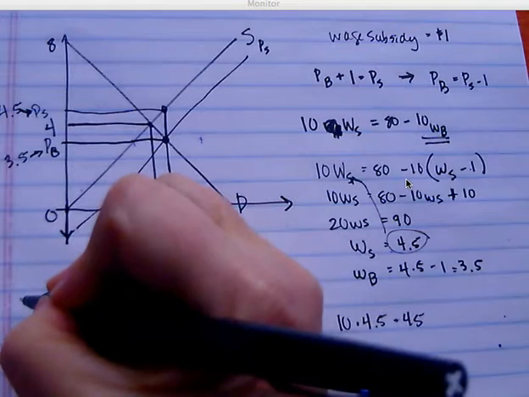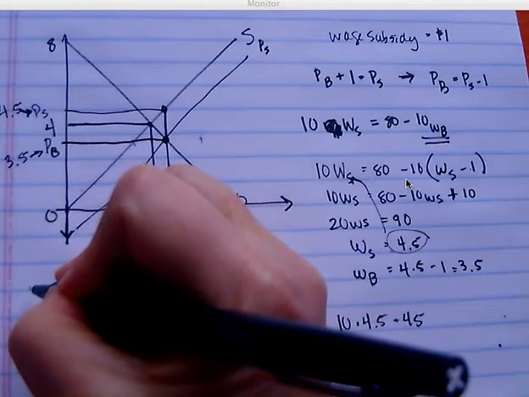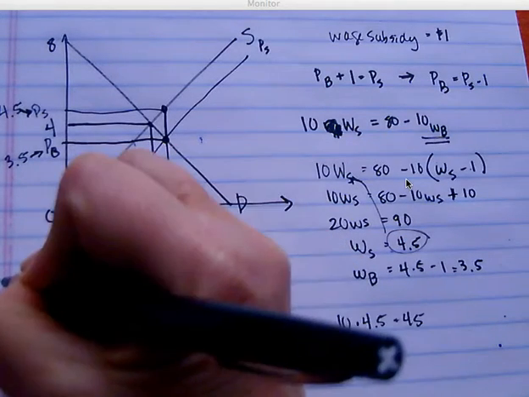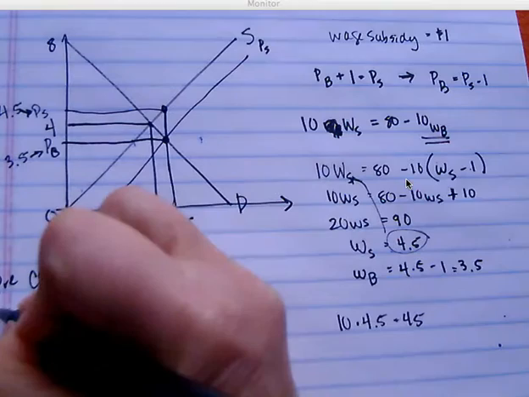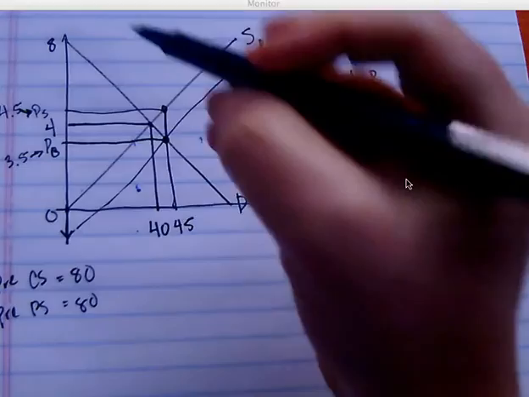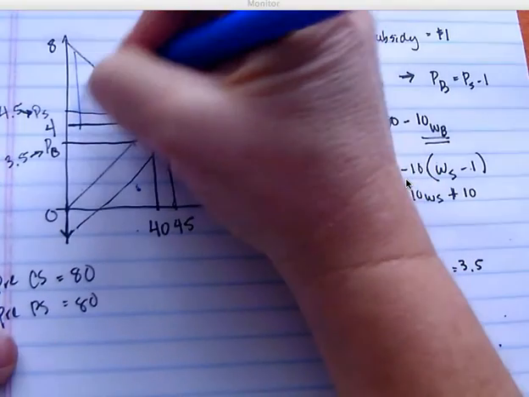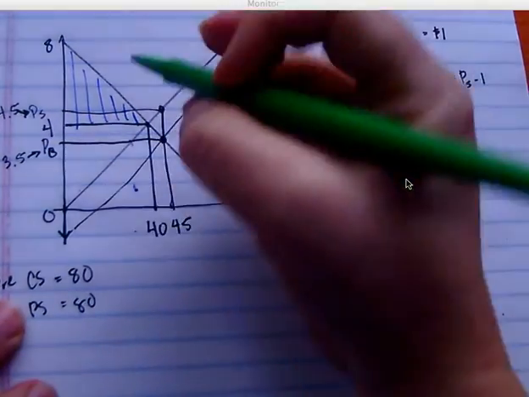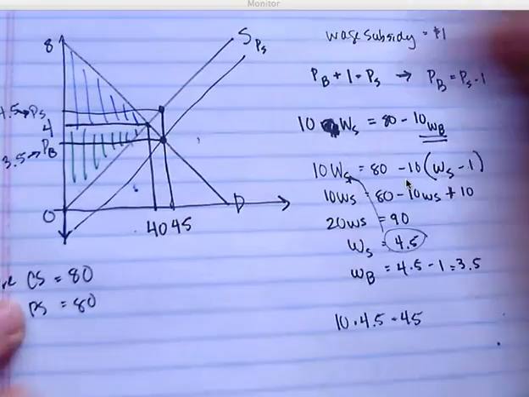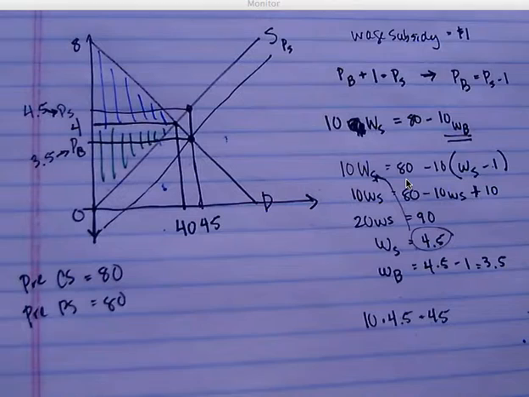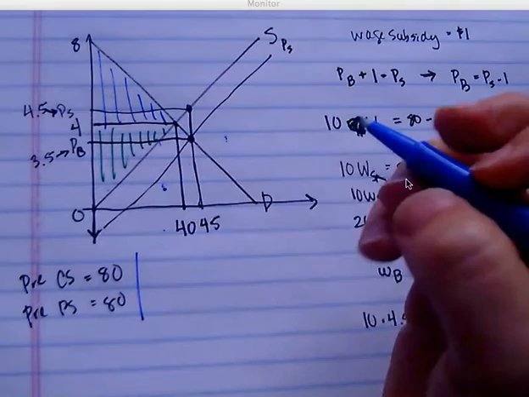So we know from when we did it just a second ago for minimum wage that consumer surplus before was 80, and producer surplus was 80, right? So that was this area for consumer surplus and this area for producer surplus. Okay, so now we need to figure out what consumer and producer surplus are after the subsidy.